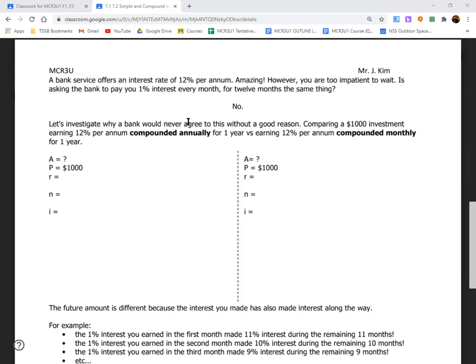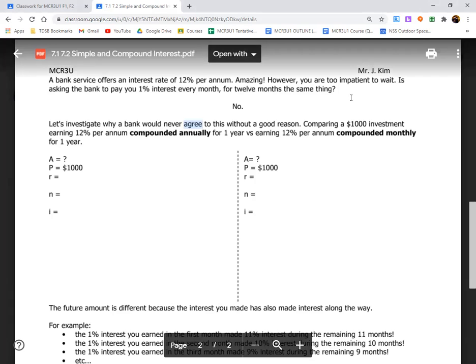Let's compare. I'm going to do something called 12% per annum calculated every year versus 12% per year, but calculated every month. So this 12% is going to be calculated once. This 12% is going to be cut into months and calculated 12 times. Consider this. Okay, so let's hash this out.